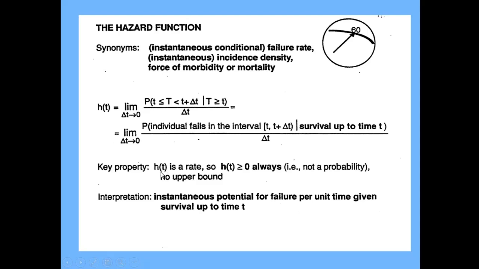And the key property, it's a rate. So it's got to be at least 0, but there's no upper bound. And as I said, it's the instantaneous potential for failure per unit time given survival up to t. Now, typically, we never can get the actual instantaneous. We usually get average rates, just like I showed you when I did the original data set with the remission times. So you usually get average hazards. Now, remember I said if you know the survival, you can get the hazard, and vice versa. So I want to say something about that.